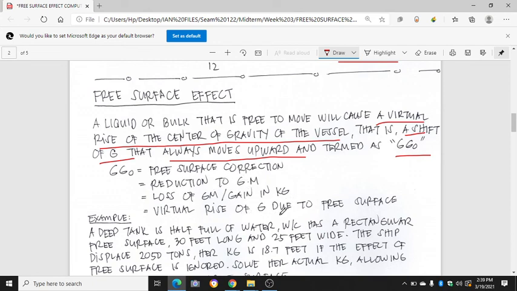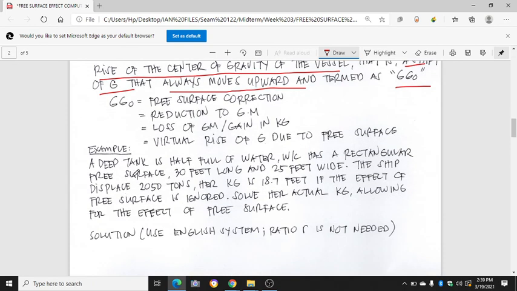Virtual rise of G due to free surface. Example: a deep tank is half full of water. Therefore, this is a slack tank, which has a rectangular free surface 30 feet long and 25 feet wide. The ship's displacement is 2,050 tons.